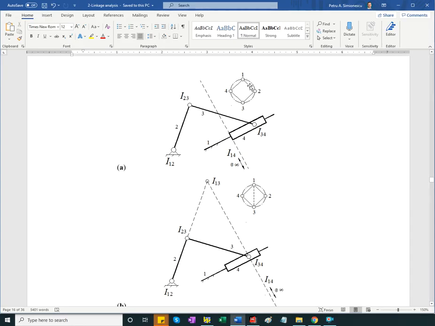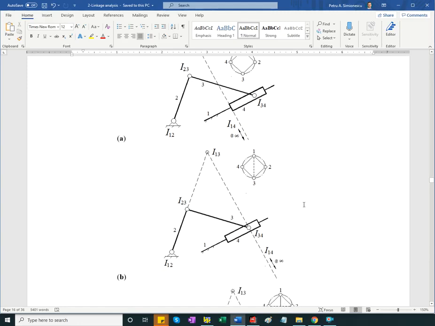To find the instant center between 1 and 3, we're going to draw Kennedy line 1, 2 and 3, and Kennedy line 1, 4 and 3. Where the two intersect is the missing instant center I1,3. So 1,2 connected with 2,3, extended, and then you go to instant center 1,4.